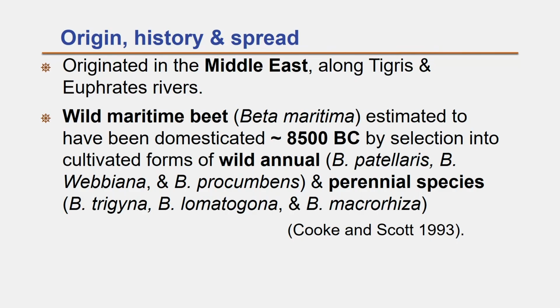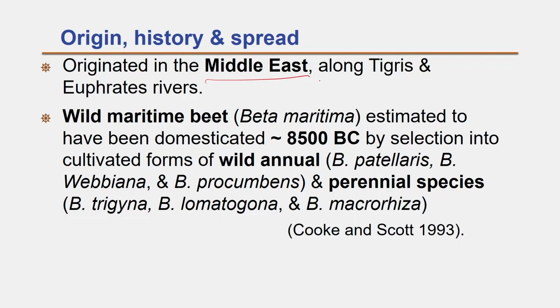Now let us see the origin, history and spread of this crop. It originated in the Middle East along the Tigris and Euphrates rivers. Wild maritime beet, which is called Beta maritima, is estimated to have been domesticated about 8500 BC by selection into cultivated forms of wild annual species B. petellaris, B. webiana, B. procumbens, B for beta, and perennial species B. trigona, B. lomatogona, B. macrorhiza. So these are the important species.